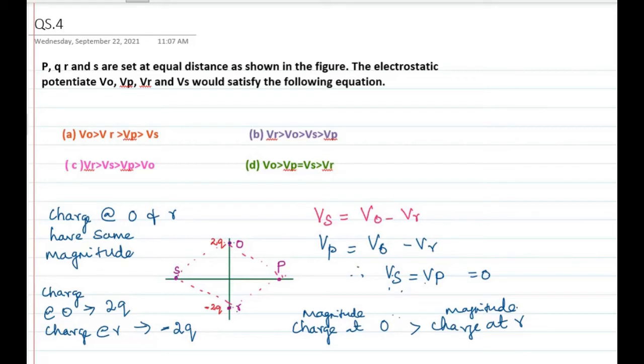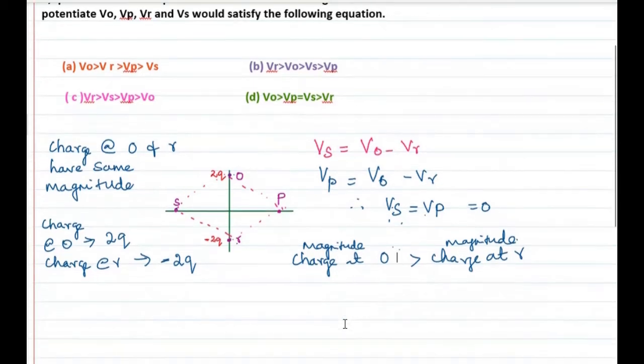So magnitude of charge at O is greater, right? So first we'll check option A: V0 is greater than VR. Yes, it is correct. Magnitude of charge at O is greater, yes. V is equal to KQ by R, right? So potential is directly proportional to charge. So if the charge is greater, then what about V0? V0 will be greater than VR.